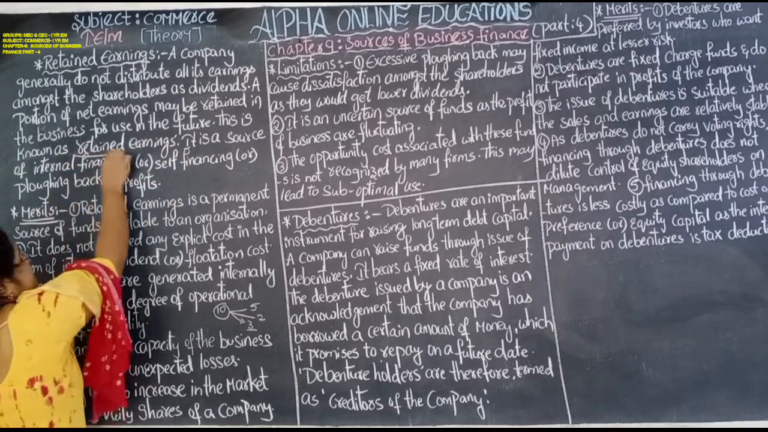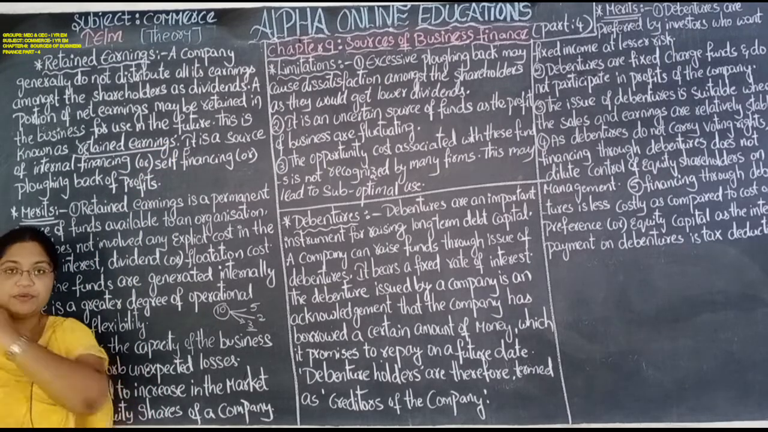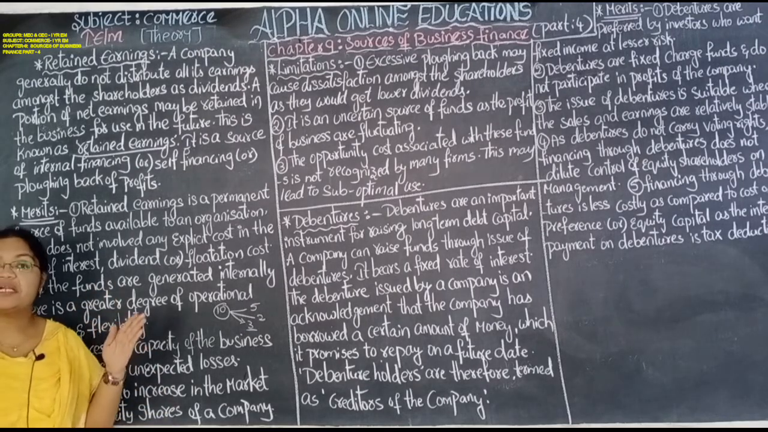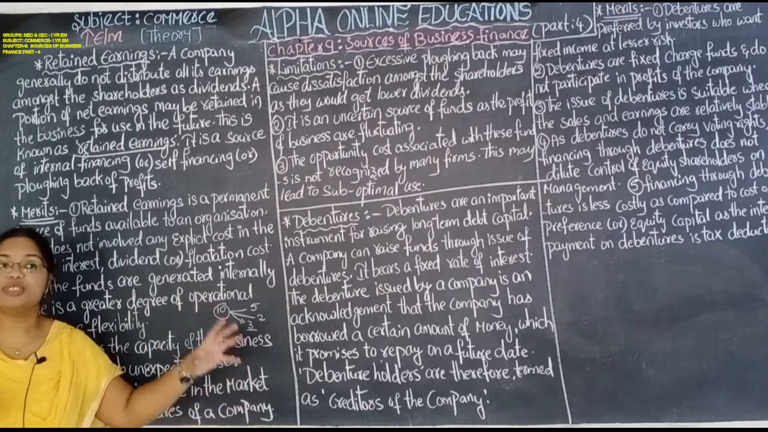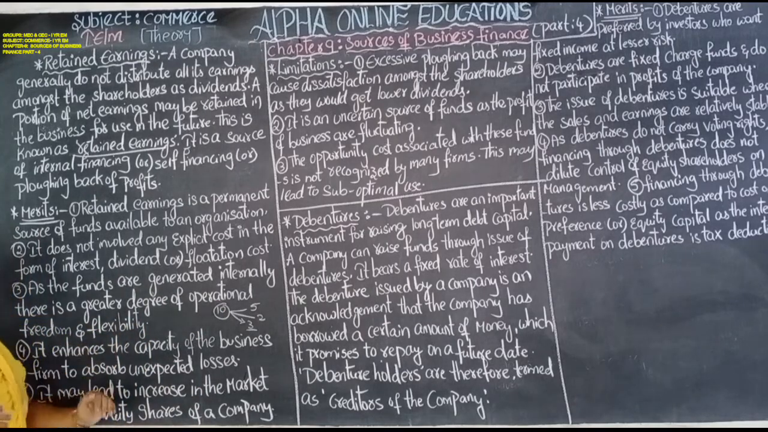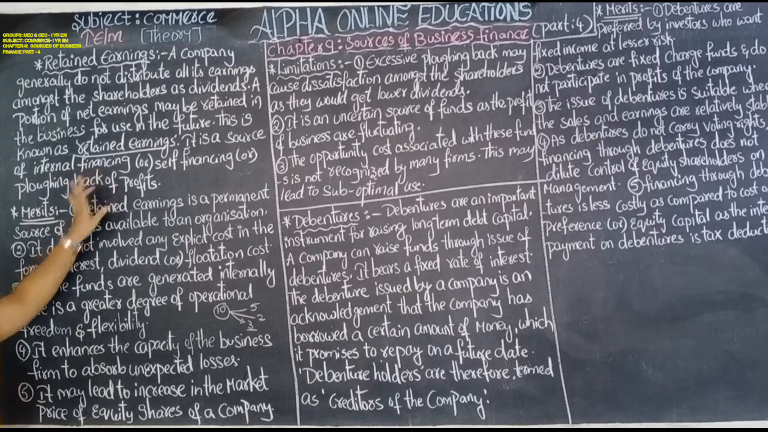Simply we can say that the total profit is not distributed among the shareholders. Okay, in the form of dividend, the total amount is not distributed. A certain portion of that profit is kept aside, and that is used for the future development. That is known as retained earnings. It is a source of internal financing.